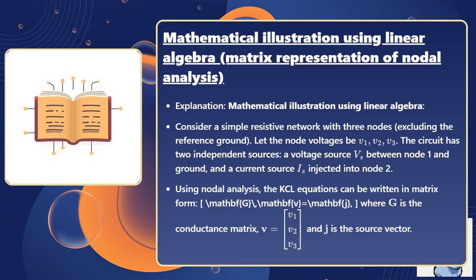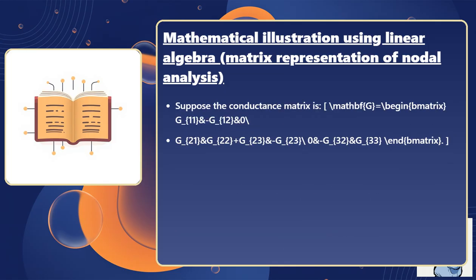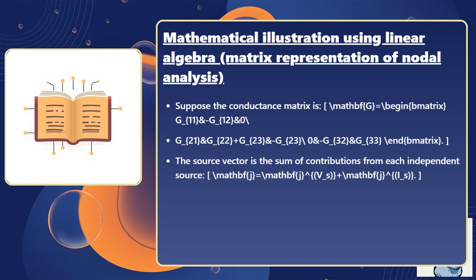Suppose the conductance matrix G is a 3 by 3 matrix with entries. First row: G_11, negative G_12, 0. Second row: negative G_21, G_22 plus G_23, negative G_23. Third row: 0, negative G_32, G_33. The source vector is the sum of contributions from each independent source. J equals J^(V_S) plus J^(I_S).